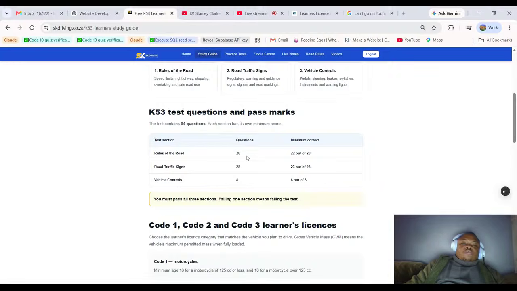Out of the 28 questions on the rules of the road, you have to get a minimum of 22 marks to pass. With the road traffic signs, it's out of 28, but you have to get 23 marks in order to pass. For vehicle controls, it's out of 8 marks, and to pass you have to get 6 out of 8. Meaning, if you get less on any of these, you've failed your learner's license. But if you get the bare minimum, you'll pass your learner's license.